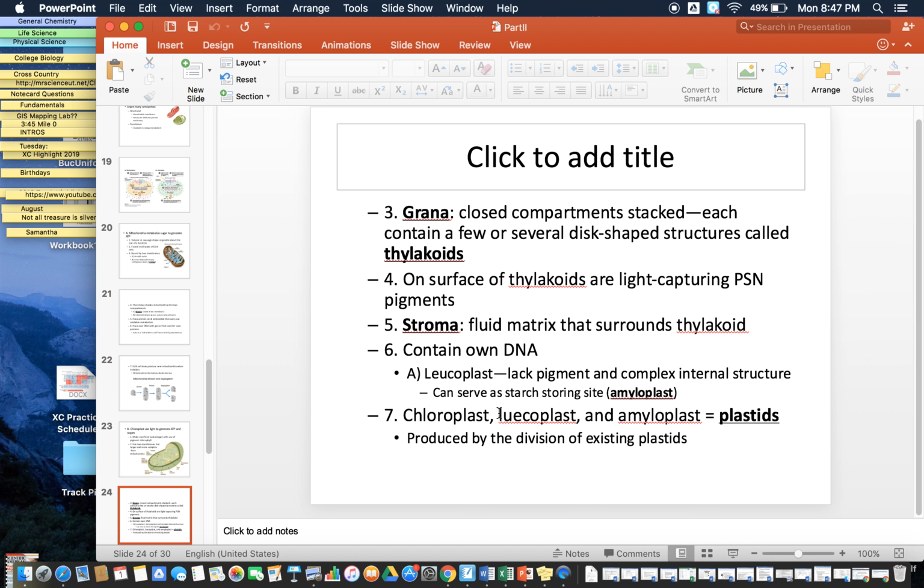There's another type of plastid out there called the leucoplast, which lacks pigment. Maybe it stores starch, so we call those amyloplasts. Chloroplast, leucoplast, and amyloplast, we call them plastids, and it's just something that your book just mentions. I'm not going to highlight too much on it on the exam.